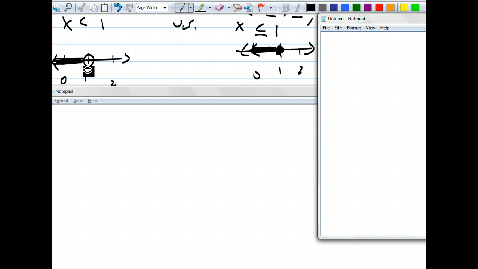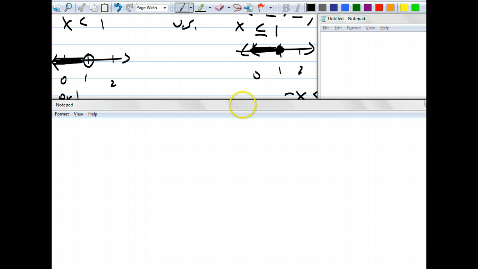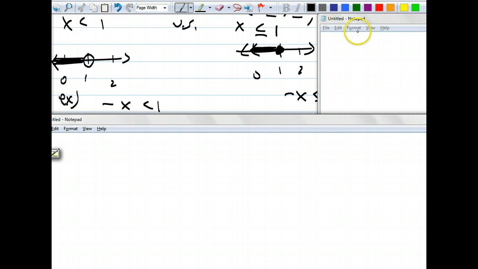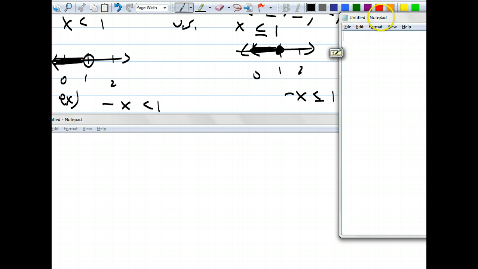Why am I going over this? You'll see why in a minute. So now what about this? Who knows how to solve for x? Second example here. Let's see if you remember this rule. This is a very important rule about inequalities.